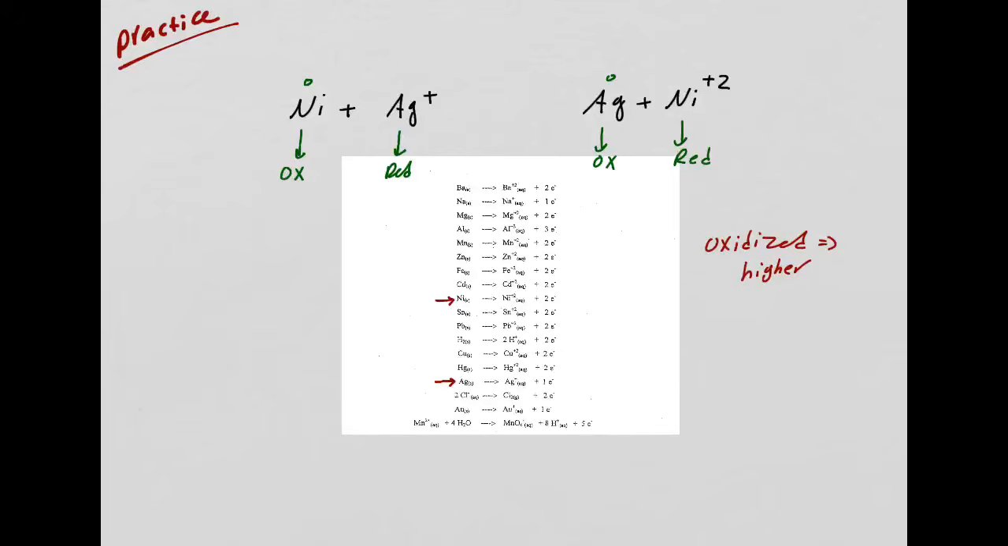Okay, so which one is going to happen? Set A or set B? What do you think? The one that gets oxidized has to be higher on this activity series. The higher one is nickel. So this is the one that is going to happen, because nickel is going to be my oxidation and silver is going to be my reduction. So far, so good? Okay, beautiful. Let's go to the next practice problem.